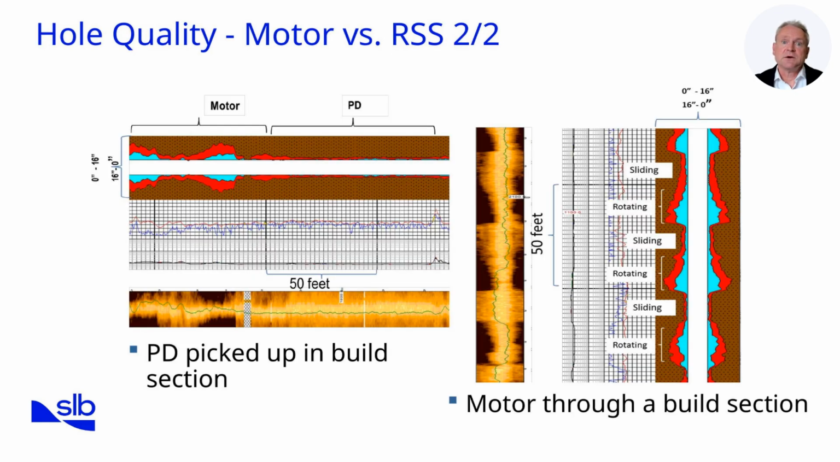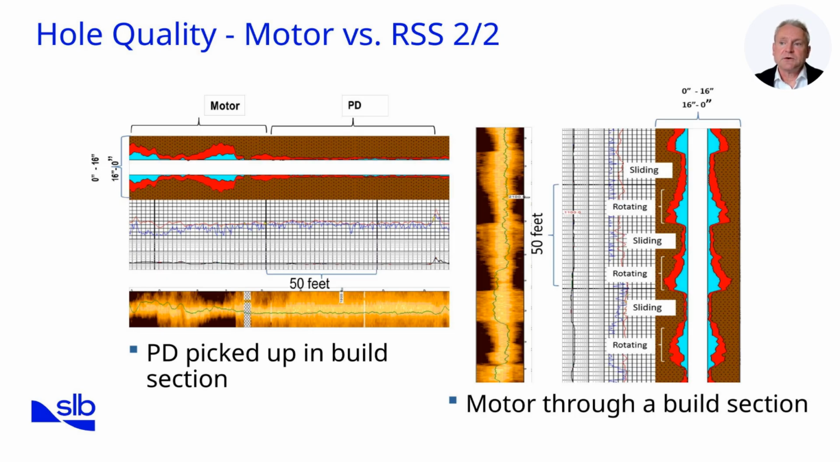Here we compare hole quality of a motor versus a rotary steerable. On the right, the motor path exhibits irregular curvature with alternating slide/rotate sections creating spirals. The log on the left shows an RSS section that was run after the PDM. It exhibits a continuous, smooth curvature throughout the build. The motor trajectory has micro doglegs that increase drag and casing wear, while the RSS curve is clean and predictable. The log on the right shows how slide drilling causes irregularities, while RSS avoids them by steering while rotating.